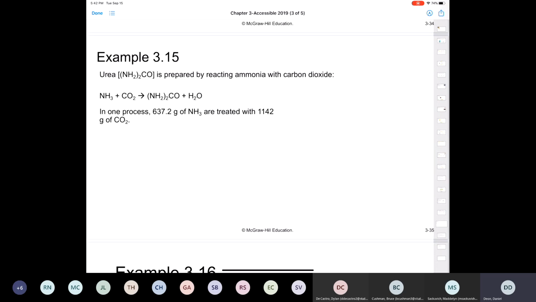What we're going to do first is write down the molar masses of ammonia and of carbon dioxide. The molar mass of ammonia, I'll write it up here, is 17.03 grams per mole. The molar mass of CO2, we had that earlier on this evening, it's 44.01 grams per mole. And the molar mass of urea, let's just write it like this.